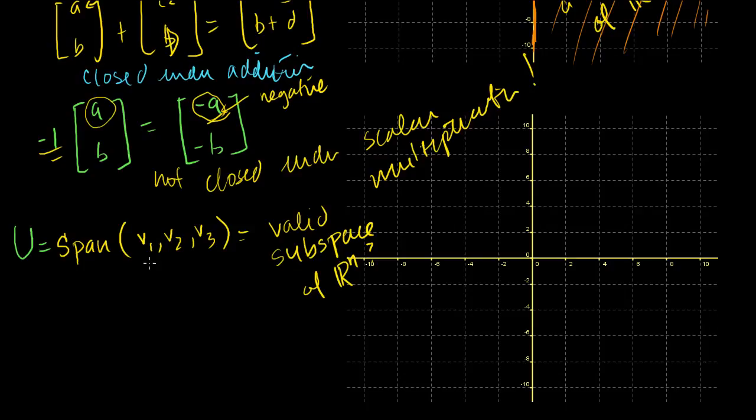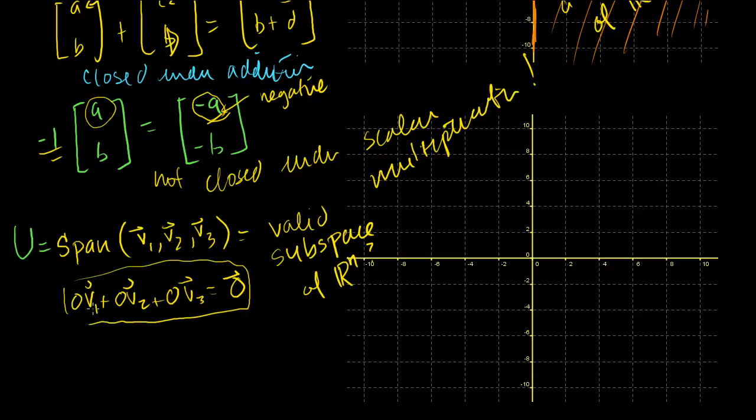Actually, does this contain the 0 vector? Well, sure. If we just multiply all of these times 0, so 0 times v1 plus 0 times v2, these are all vectors, I didn't write them bold, plus 0 times v3, we get the 0 vector. Everything just is zeroed out. So it definitely contains the zero vector. This is a linear combination of those 3 vectors, so it's included in the span.